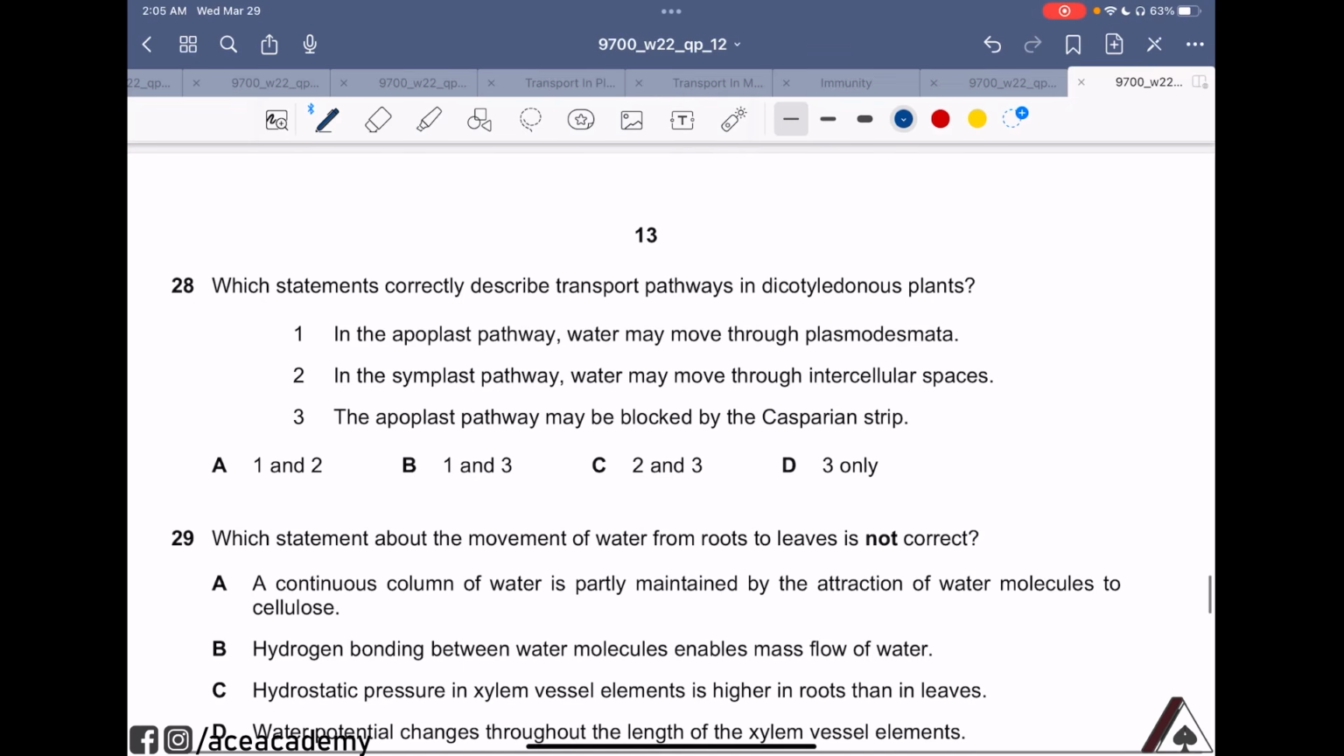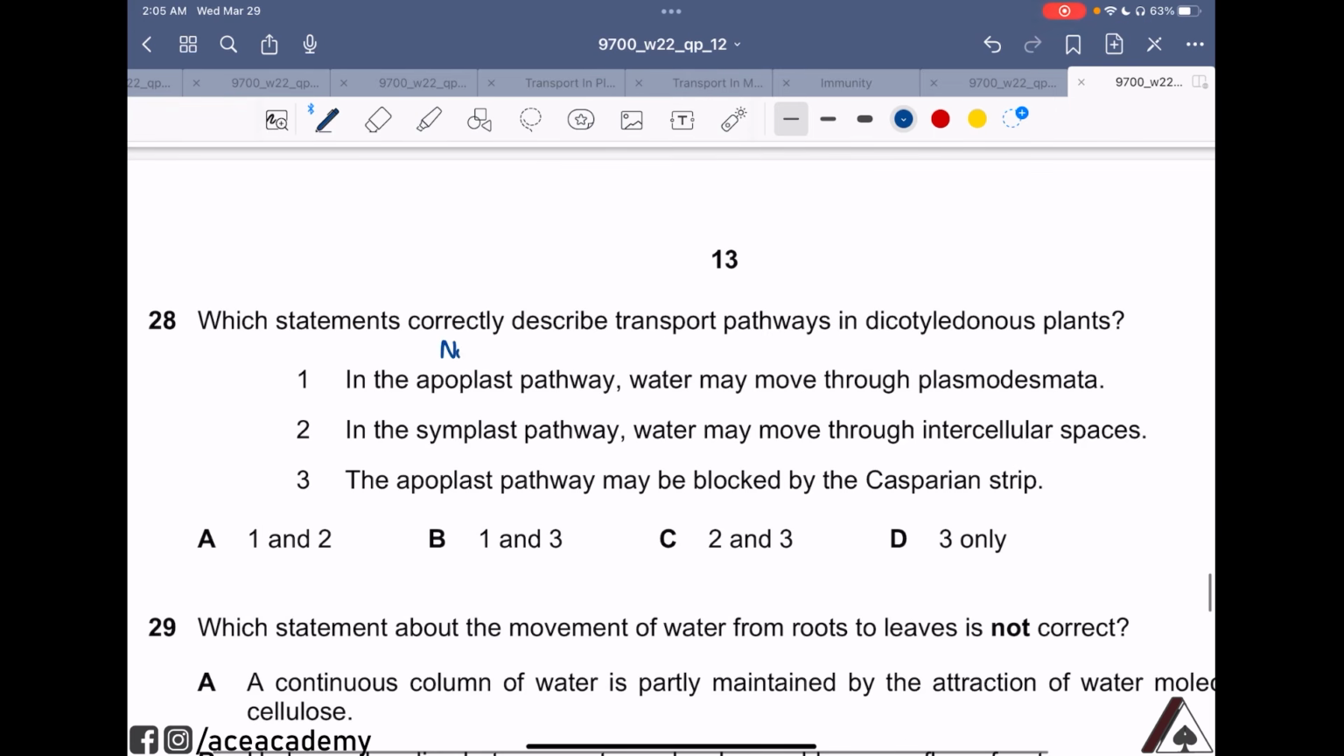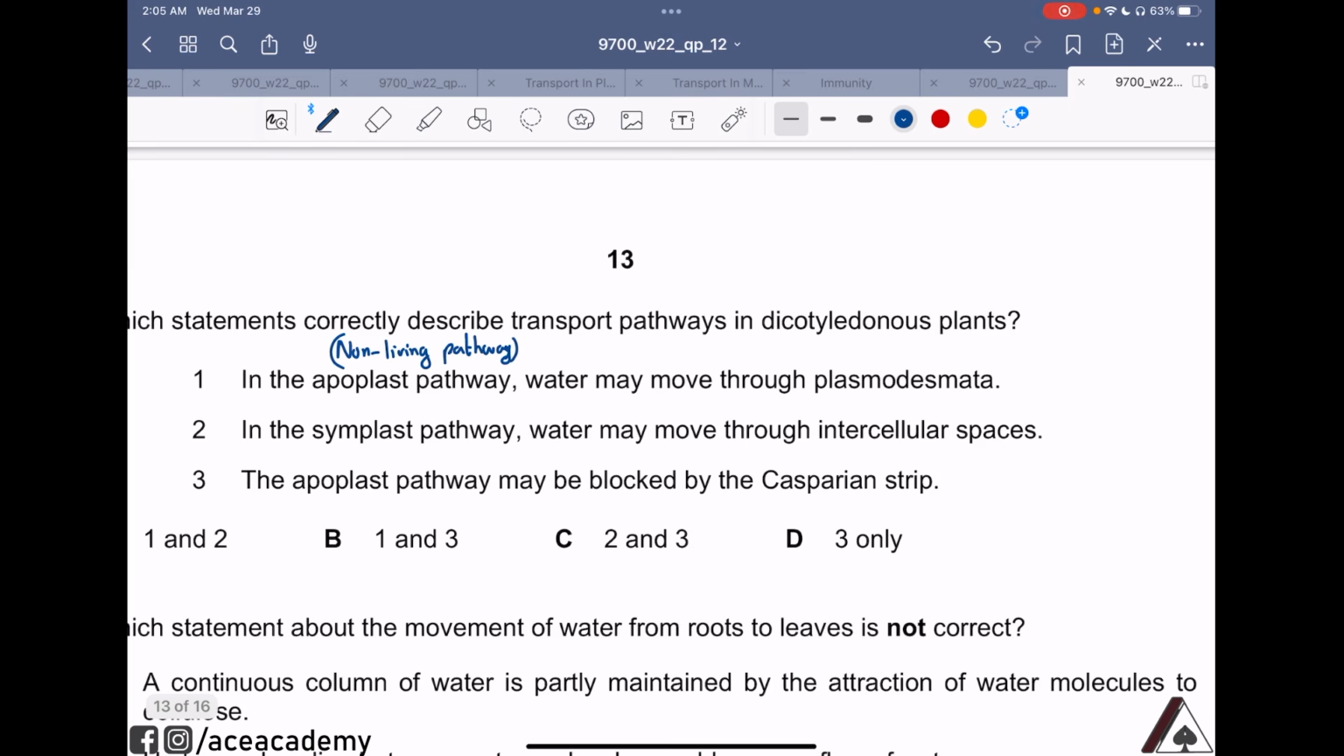Number 28. Which statements correctly describe transport pathways in dicot plants? In the apoplast pathway, the apoplast is the non-living pathway, and it happens through cell walls as well as intercellular spaces. Non-living pathway. Water may move through plasmodesmata. No, because this is telling that water moves through cells. In the apoplast pathway, it doesn't move through cells.